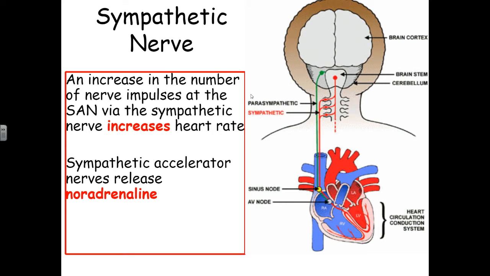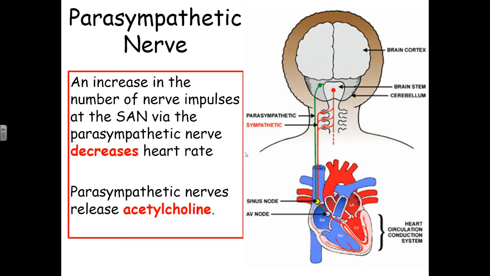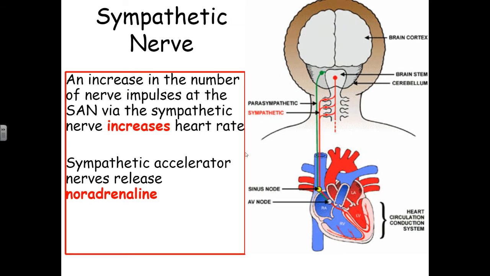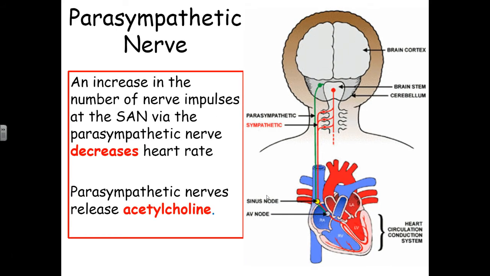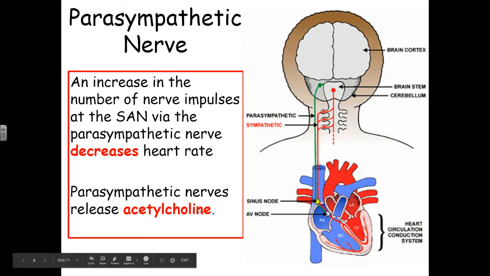So the sympathetic accelerator nerves coming off the brain will tell the heart synapses to release the neurotransmitter noradrenaline. Noradrenaline will increase the heart rate. So in the absence of the parasympathetic, the sympathetic system will be telling your heart to speed up. The parasympathetic at the same time is using its nerve fibers to cause the synapses to release acetylcholine, which is this neurotransmitter here, and it tells the heart rate to slow down.